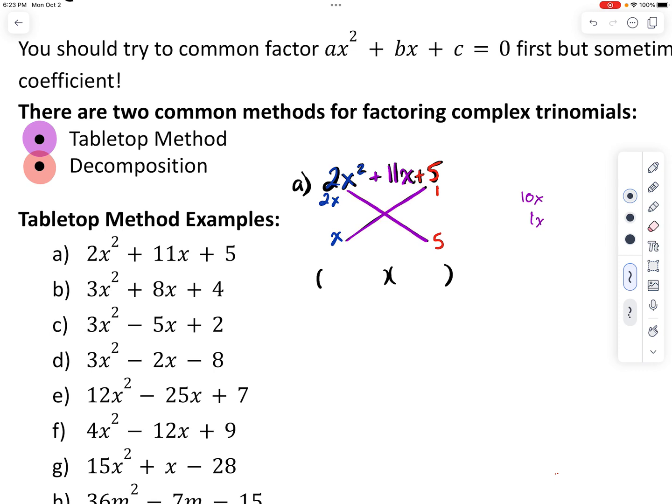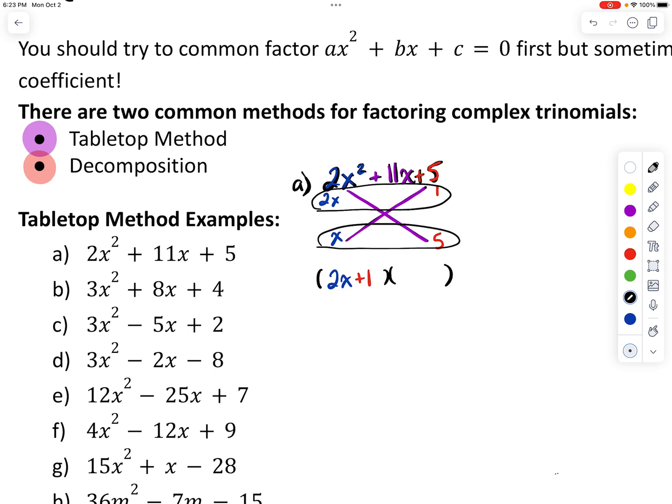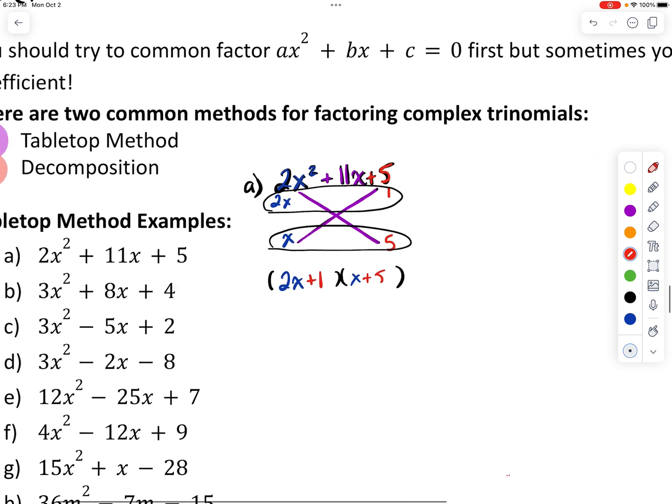There we go. So that table has been used to set up my thinking. In order to factor this now, your brackets actually go across. So that there is one bracket: 2x plus 1. My second bracket is down below, x plus 5. So that there is called tabletop.